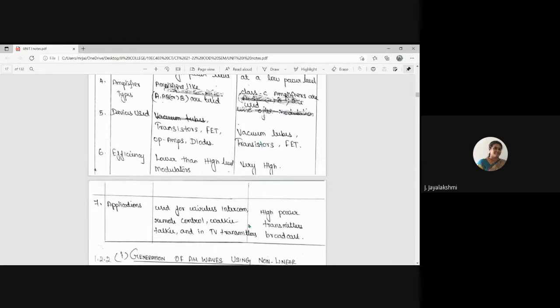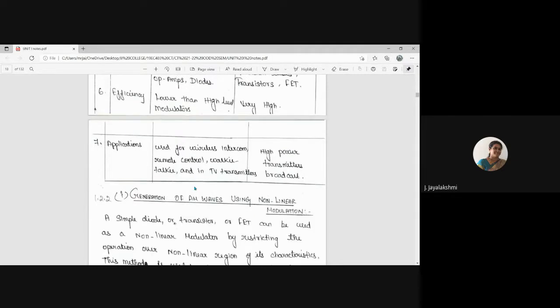Where these low level and high level modulators are being used is for wireless telecom systems, remote control, walkie-talkies, and in television transmission, we can go for lower transmitters. Whereas high power transmitter broadcasting needs all the signals to be generated in the AM mode to be of high level modulation. How to generate this before?